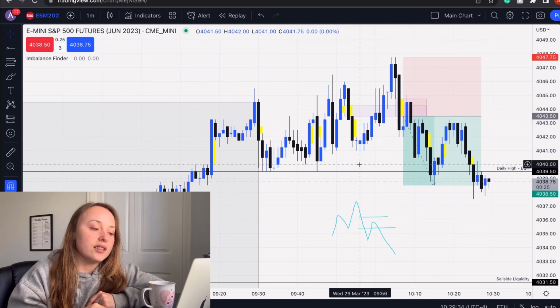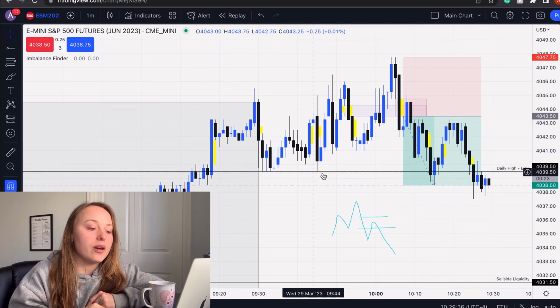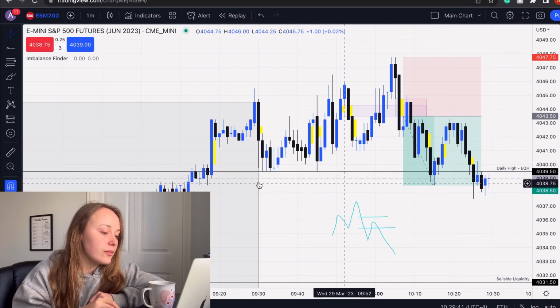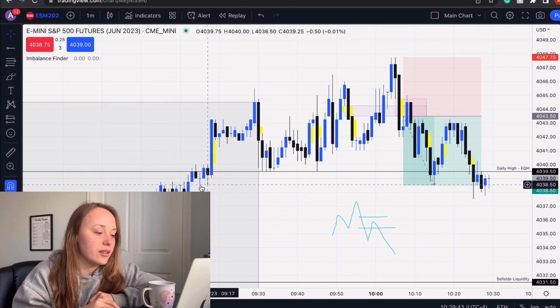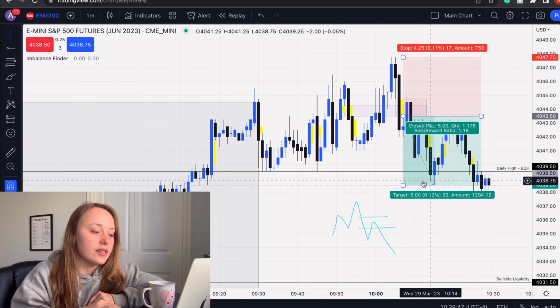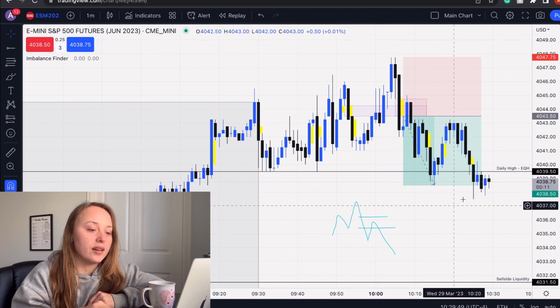I kind of like to look and see we have these equal lows, so we already know that those are for sure gonna get taken out. And then we have these equal lows here too. And look what it does. We come down and we take out these equal lows right here.